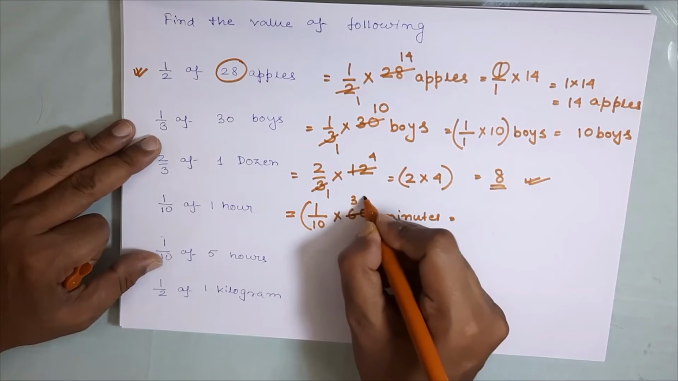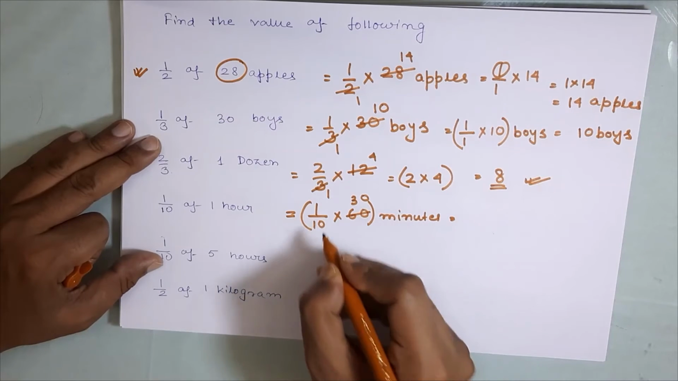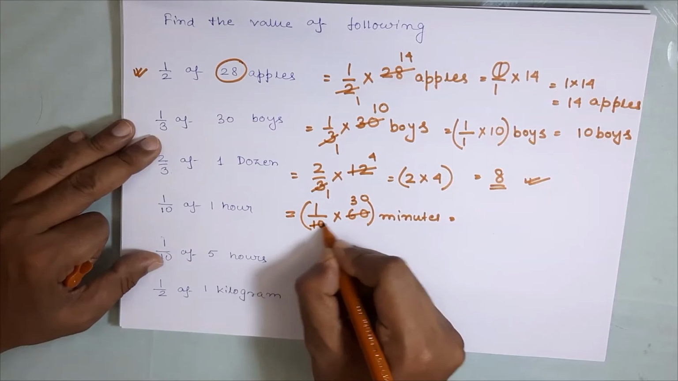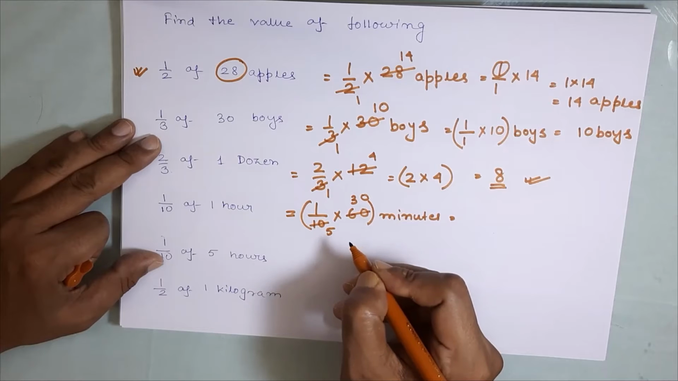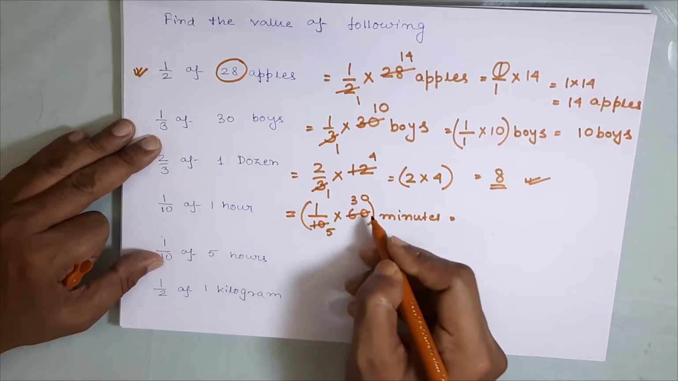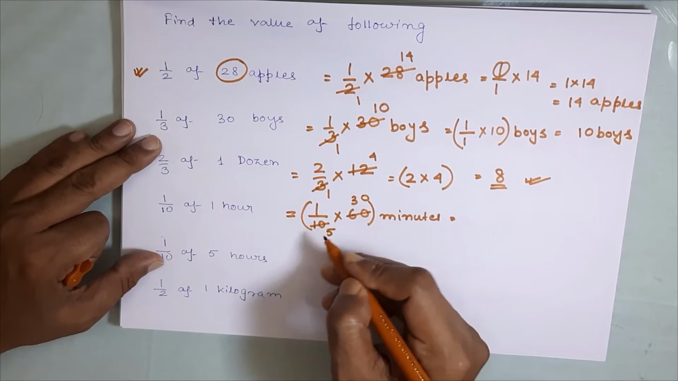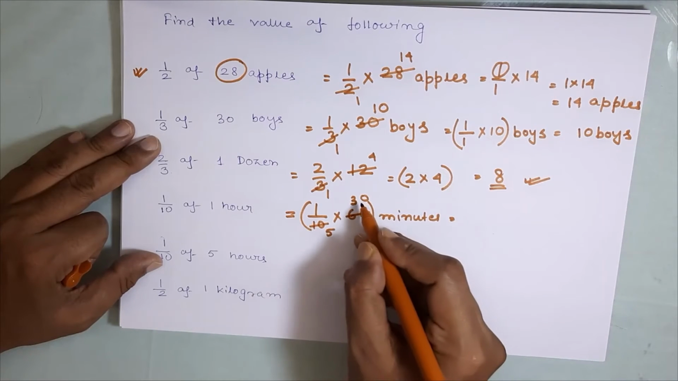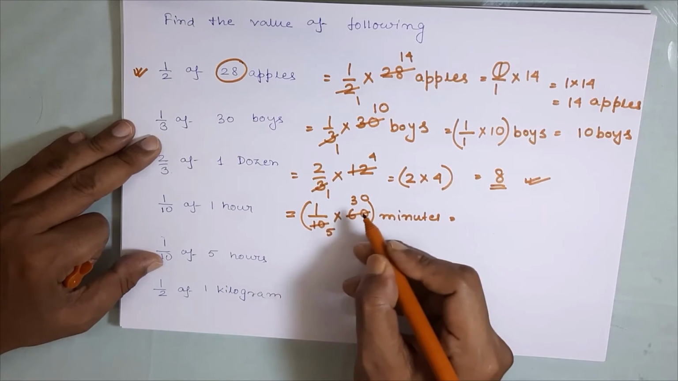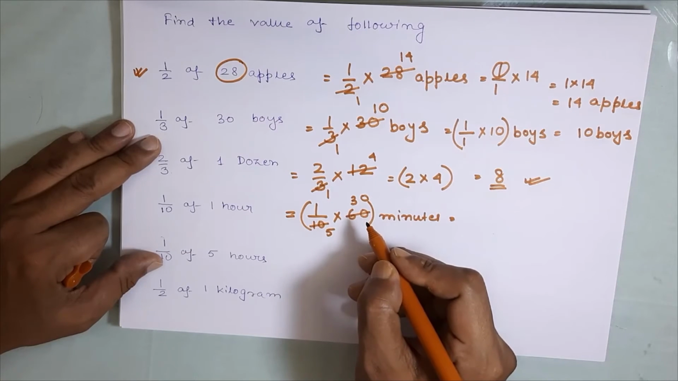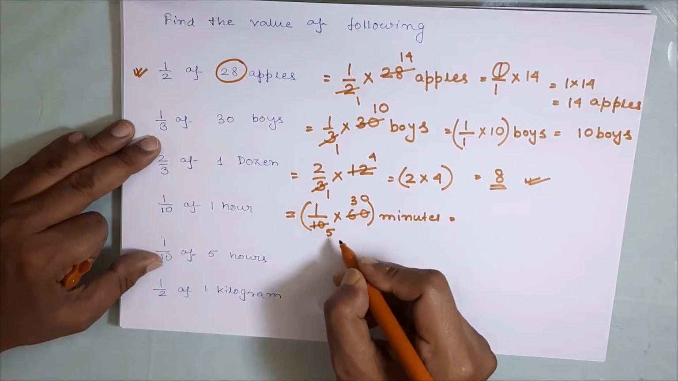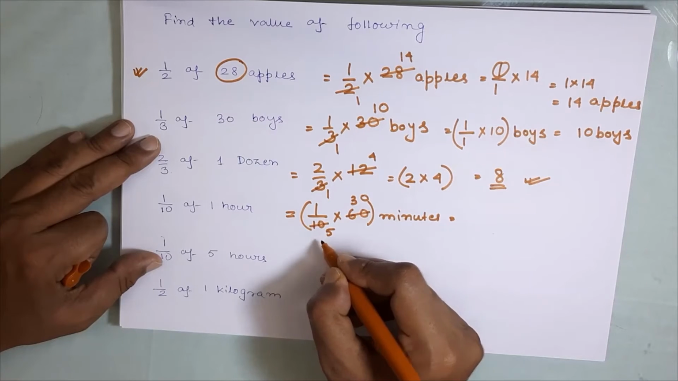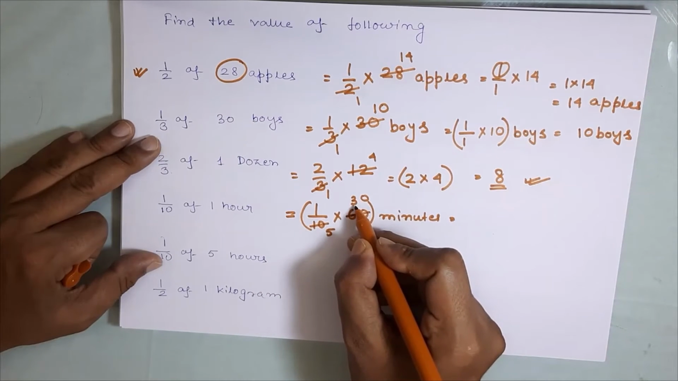We get 30 when we divide 60 by 2. 10 is also divisible by 2. We get 5 when we divide 10 by 2. So both the numerator and denominator we are dividing. Now we are left with 5 and we are left with 30. Is there any common factor between them? Yes, 5 is the common factor. We can divide 5 by 5. We can also divide 30 by 5.